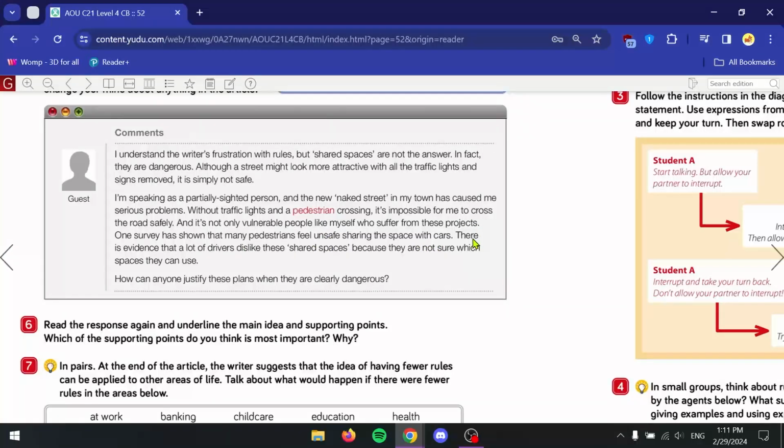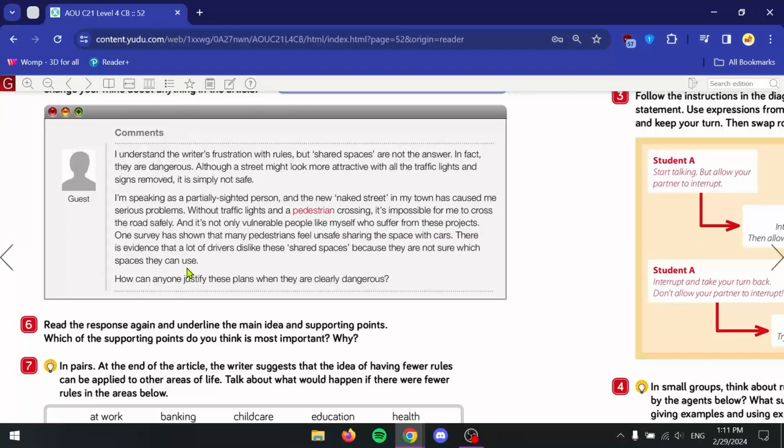There's one more point. There is evidence that a lot of drivers dislike these shared spaces because they are not sure which spaces they can use. So we have 3 different supporting points, and we have our main point, or main idea. Which of these supporting points do you think is most important and why?